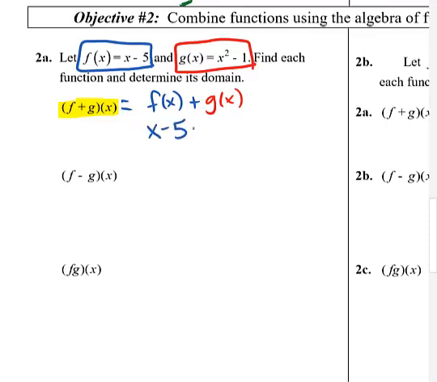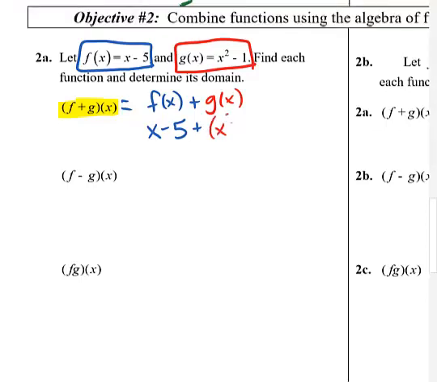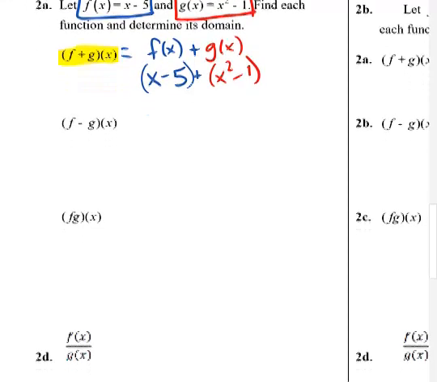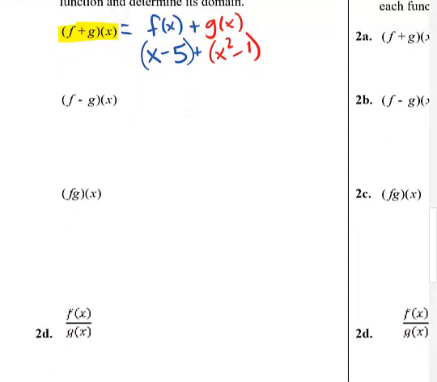F of x is x minus 5 plus, okay, what's g of x? G of x is x squared minus 1. And I think in this particular one, I don't necessarily need the parentheses, but for the coming ones I will. So when you're adding two functions, you don't really need the parentheses, but it's probably a good idea. Let me see, if I think about the like terms here, x squared does not have a like term, neither does the x, but the 5 and the negative 1 can get together and make negative 6. So that'll be my answer. That's literally all you're doing.